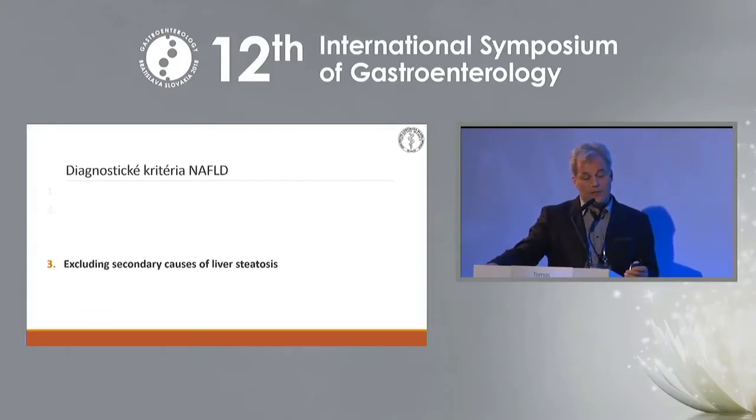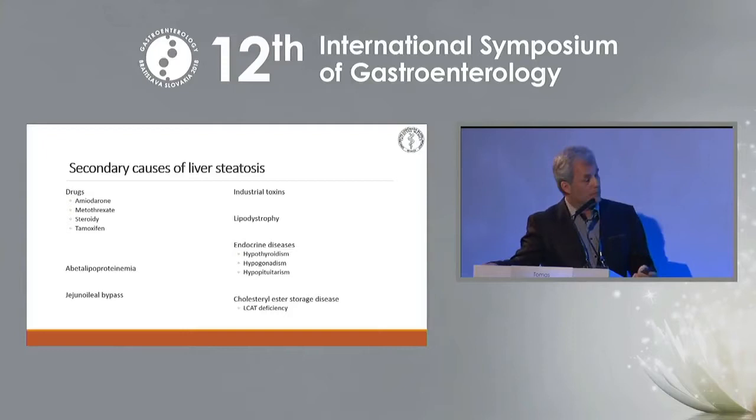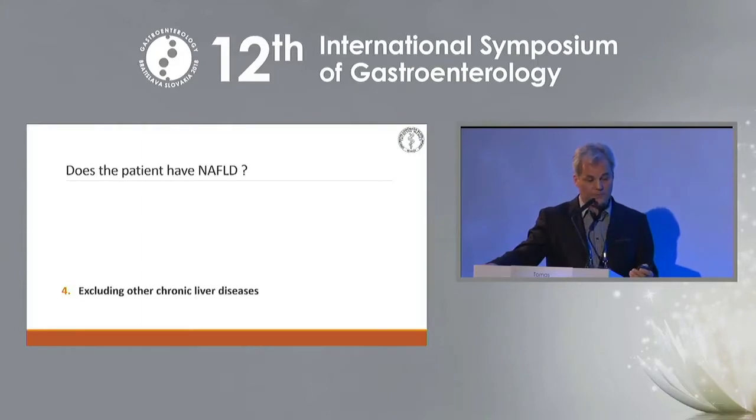Then the next step is to exclude secondary causes of liver steatosis. We have heard about this already. The main causes are, of course, drugs such as amiodarone, methotrexate, or steroids, and many more. There are some genetic disorders, severe weight loss, jejunal-ileal bypass, and industrial toxins, which are a very common cause of steatosis in this country. Well, there are also some endocrine diseases which are not that uncommon, mainly hypothyroidism or hypopituitarism. And of course, we have heard about cholesterol ester storage diseases and many other hereditary conditions.